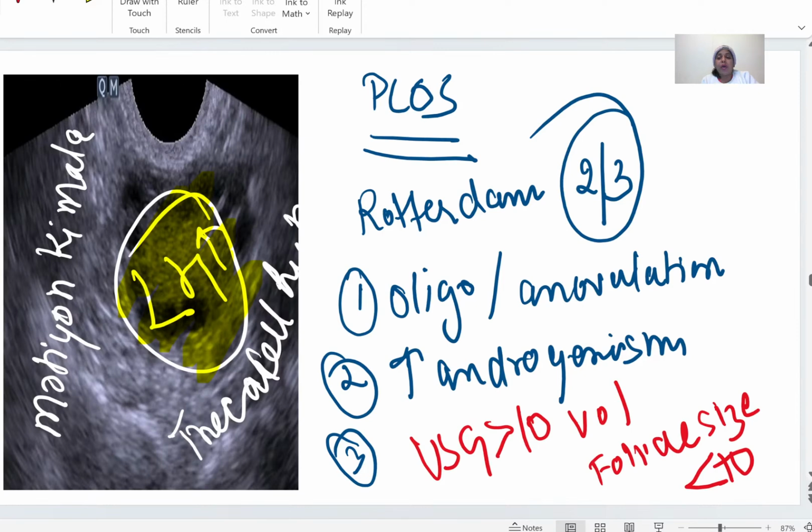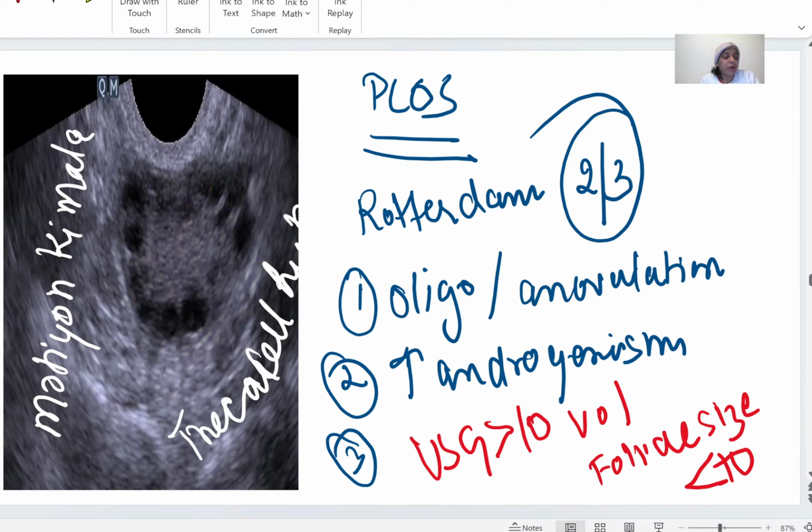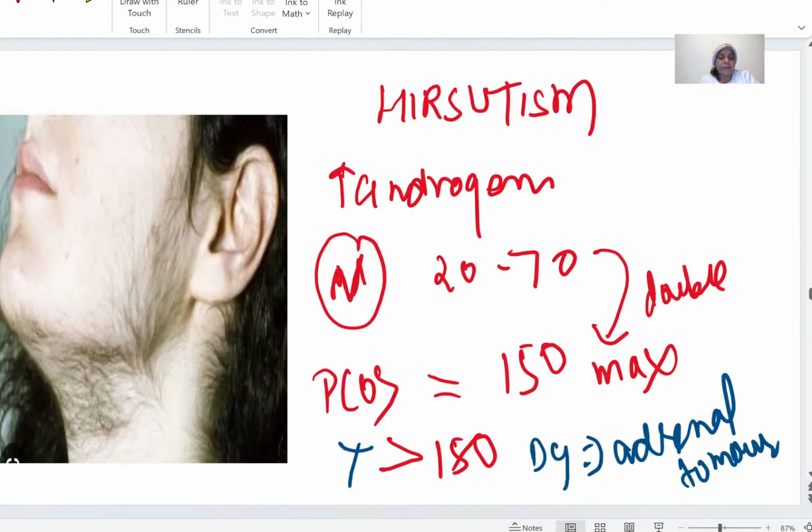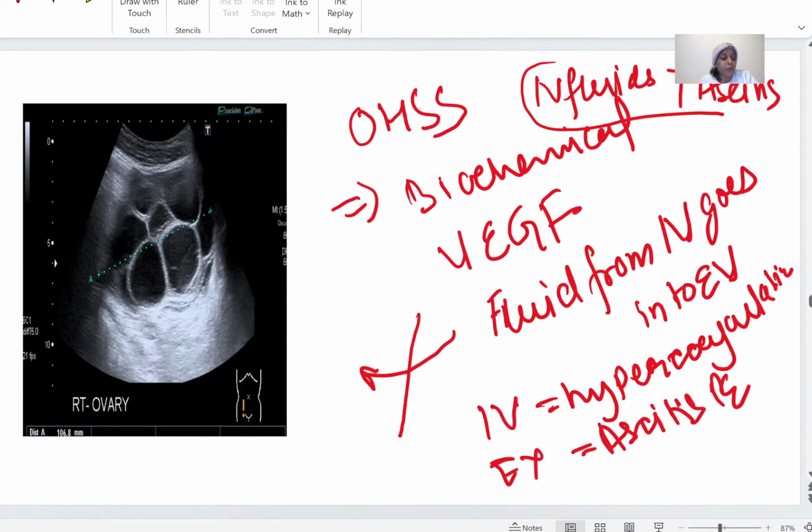Okay. Now this is the ultrasound appearance of the PCOS. It is string of pearls or necklace appearance. Rotterdam criteria is used to diagnose. This is a picture of acanthosis nigricans, and this is HAIR-AN syndrome, and this is a picture of hirsutism. Ferriman-Gallwey scoring is done to diagnose it. This is a picture of OHSS, ovarian hyperstimulation syndrome.